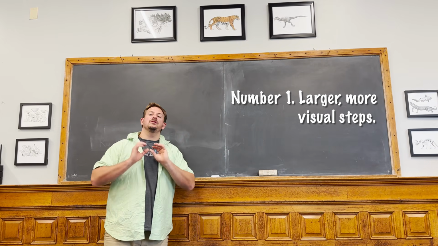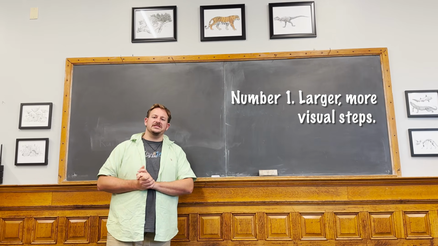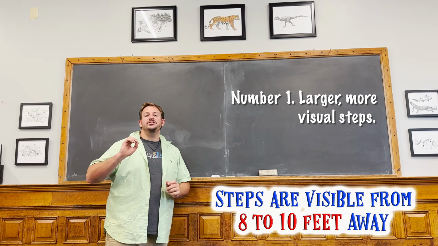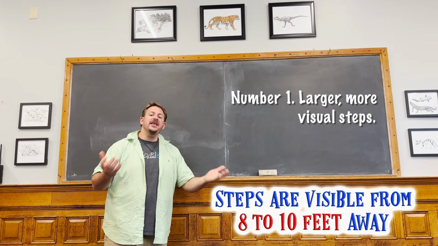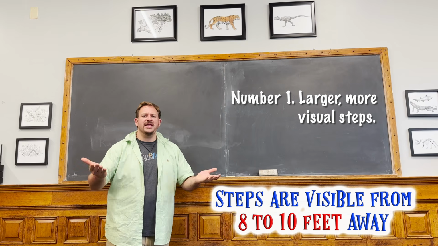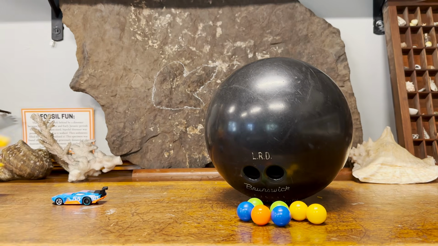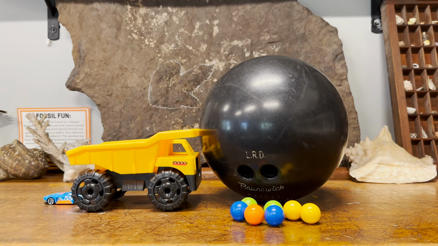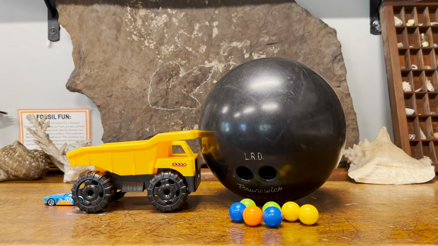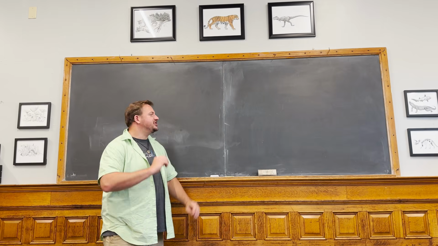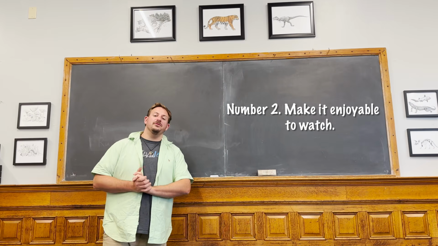Number 1, larger, more visual steps. A bystander standing around 8 to 10 feet away should be able to follow the flow and understand most, if not everything, of what happens in your contraption. Think using a Tonka truck instead of a Hot Wheels car, or replacing marbles with something larger, like a bowling ball or basketball. Number 2, make it enjoyable to watch.